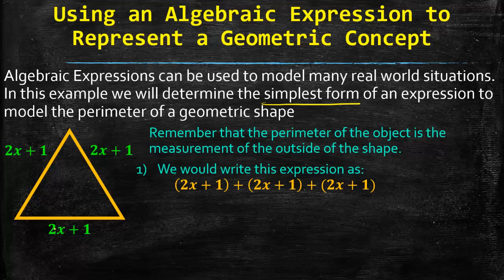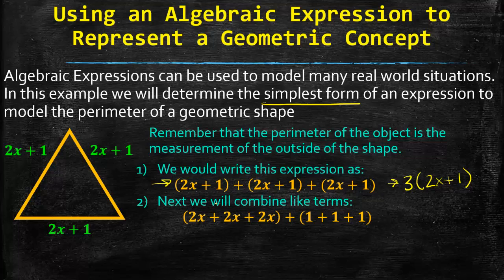The other way of doing it is saying, I've got 3 sides here and they're all the same, so I could do 3 times (2x plus 1). So you do whichever way is easiest for you. This way is just as good as this way. You're going to get the same answer. Pick which one you want and go with it.